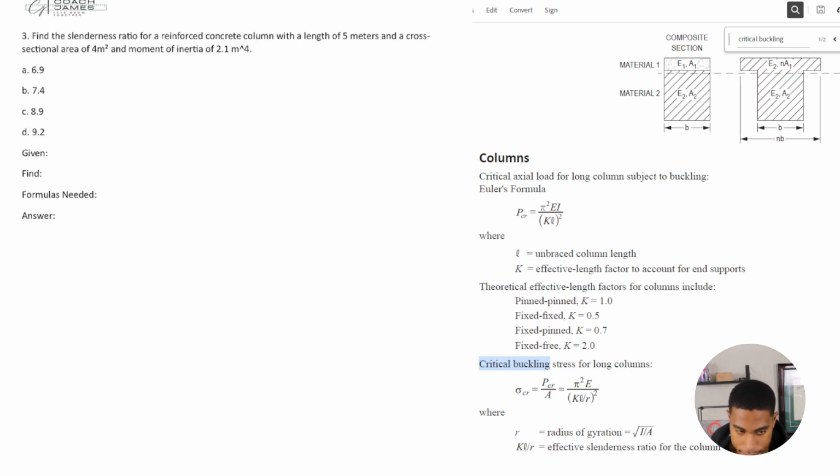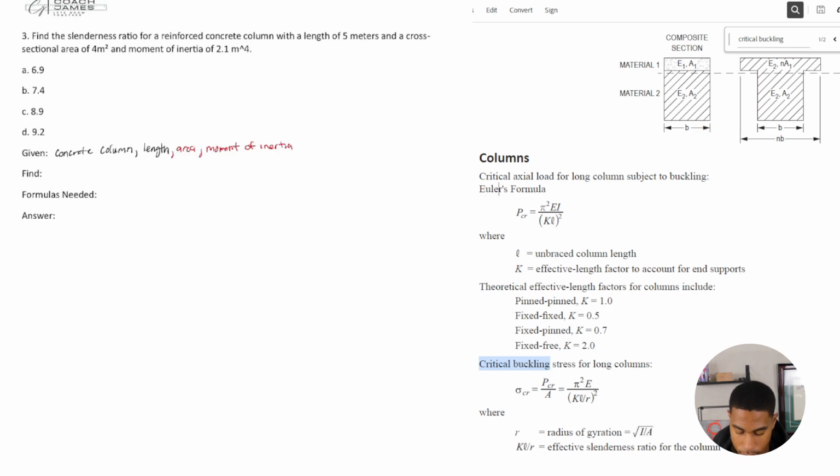Let's just start by figuring out what we're given. We're given the length of the column. We're also given that it's a concrete column. We're given the length, and we're given the area. So we know the area, we know it's a concrete column, and we know the length of this column. Oh, we know the moment of inertia too. Okay. Cool.